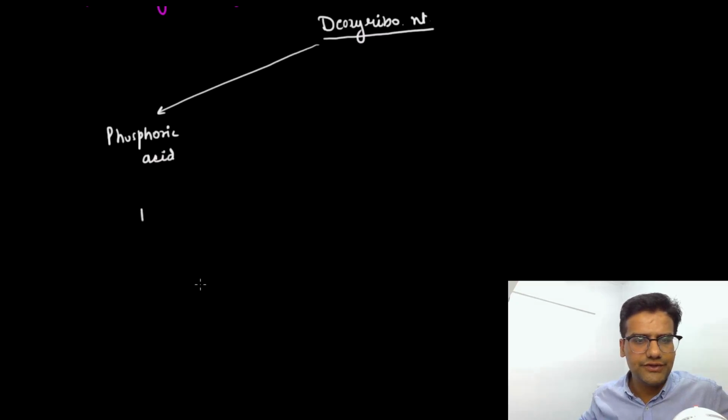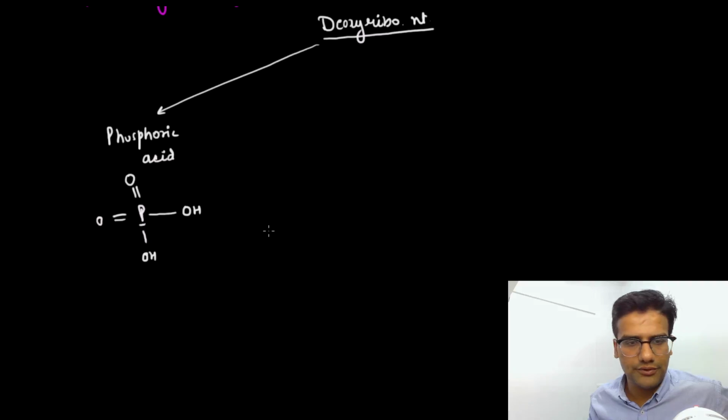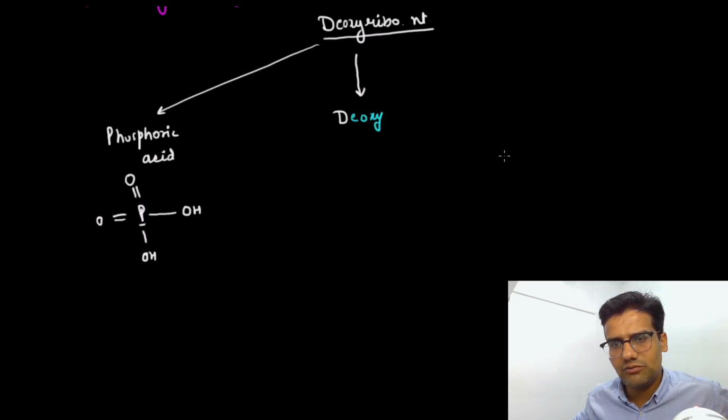The structure of phosphoric acid contains a phosphate bonded with a hydroxyl group, with another hydroxyl group, and it contains two oxygen atoms bonded by a double bond. The second part of the deoxyribonucleotide is deoxyribose sugar.